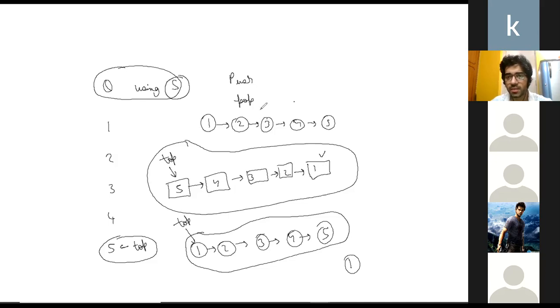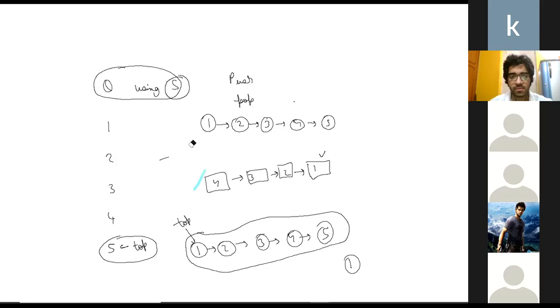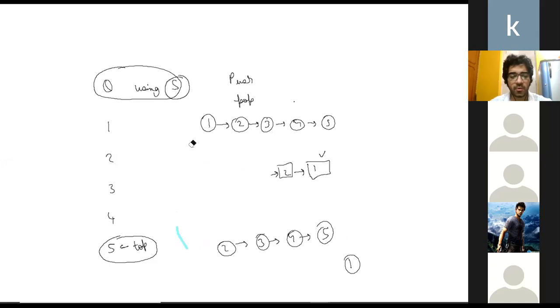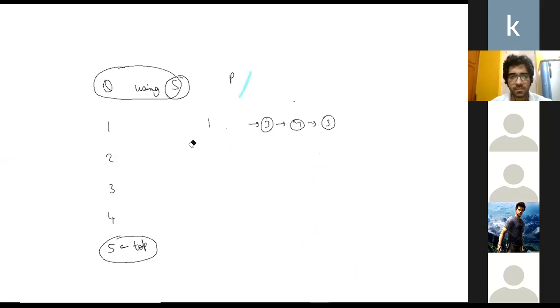How will it come? You tell. Yeah, 2 3 4 5 will be removed from the stack. How will you remove it? One by one, because it is stacked. Okay, but will you remove or store somewhere? Yeah, we need to store somewhere. Where? That is what I'm thinking about.